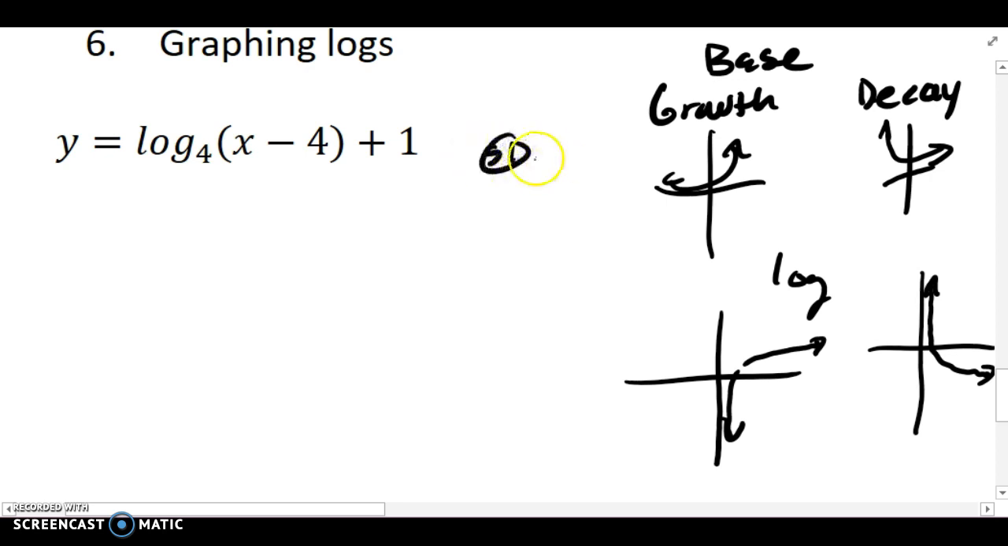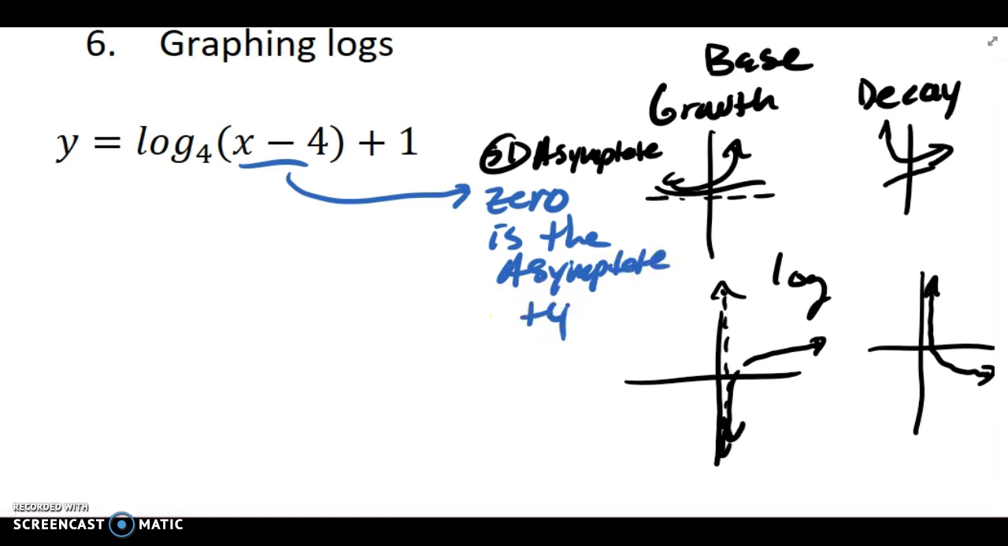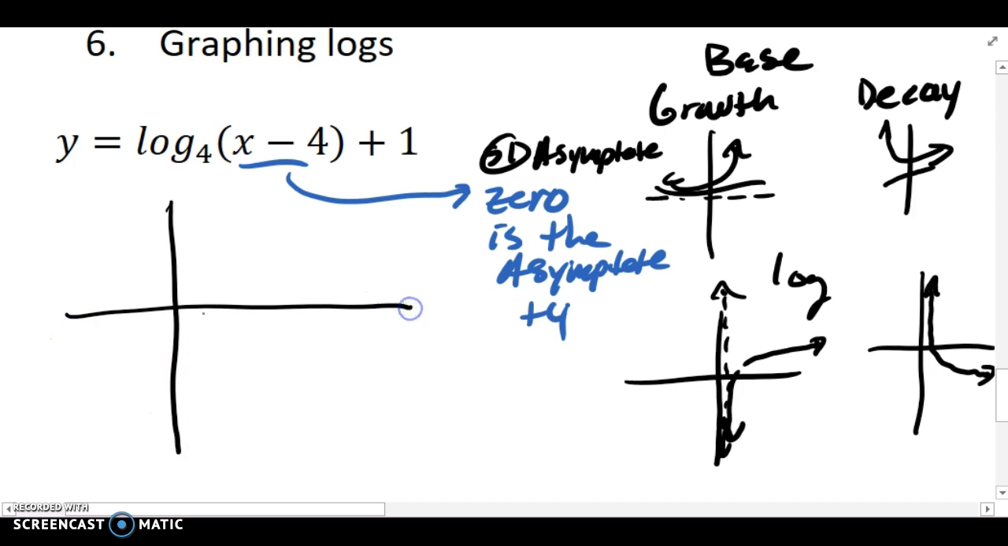So step 1 is the asymptote. Okay, now this has an asymptote that goes left and right. So this has an asymptote that goes up and down. So see how they're basically opposites, okay? So this right here, this 0 is the asymptote. And it goes up and down. So this would be plus 4. So I'm going to make a graph here. And then 1, 2, 3, 4. At 4, I'm going to have this asymptote that goes up and down. Okay, so that's step 1.